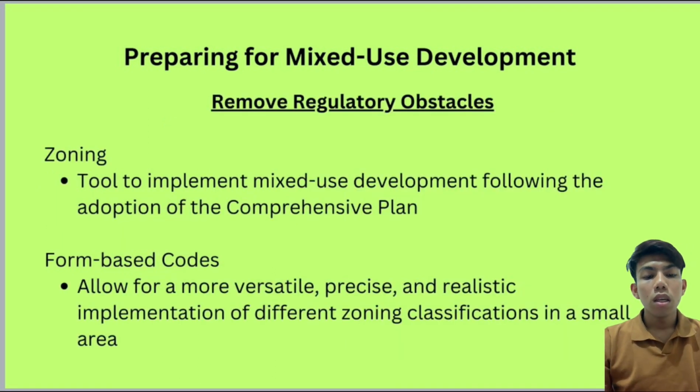Next, it is necessary to remove regulatory obstacles to planning. Tools that can be used to do so are zoning and form-based codes. Zoning enables a community to implement mixed-use development. Following the adoption of the comprehensive plan, form-based codes allow for a more versatile, precise, and realistic implementation of different zoning classifications in a small area.